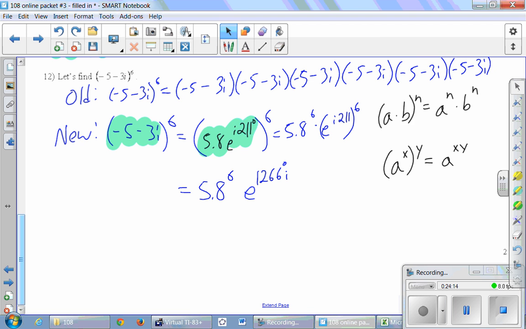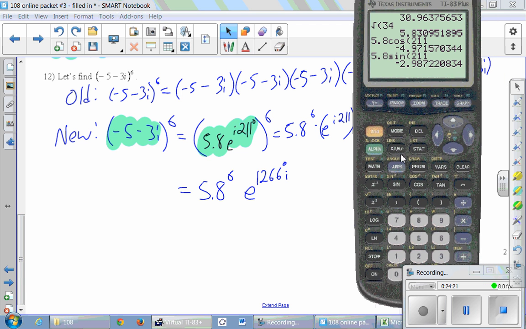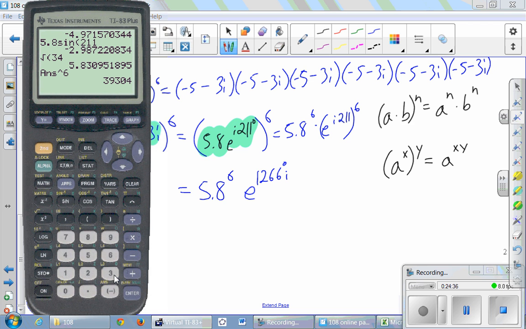5.8 to the sixth, we can type that on the calculator. Okay, but here I really do want to go back, instead of rounding to 5.8, I want to go back up to that number. So let's do our second square root of 34. And then we're going to take this number and raise it to the sixth power. No, it turns out to be an integer. It's kind of surprising, but maybe not if you think about where that 5.8 came from. So this is really equal to 39,304. Okay, and then we've got this e to the 1266i.